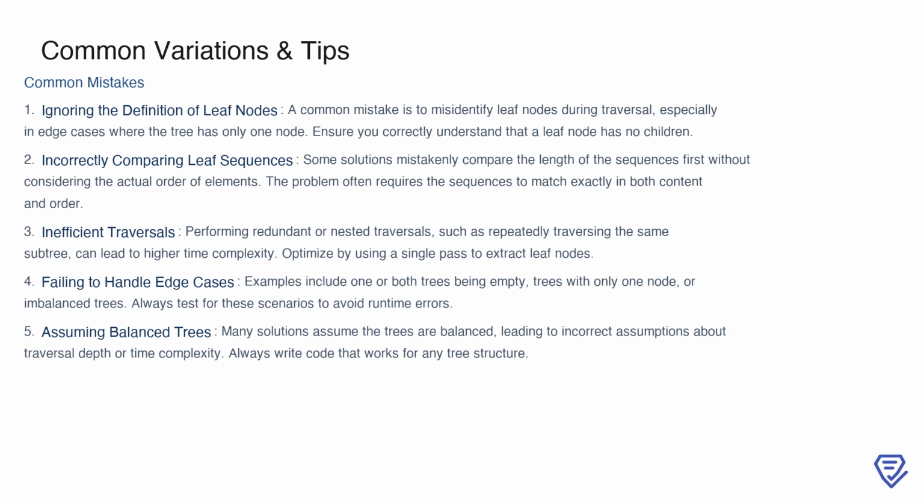Inefficient traversals are also a problem. For example, repeatedly traversing the same subtree can significantly increase time complexity. Instead, aim for a single pass to extract all the leaf nodes. Additionally, failing to handle edge cases can lead to runtime errors. You need to account for scenarios like one or both trees being empty, trees with only one node, or imbalanced trees. Finally, avoid assuming that the trees are balanced. Such assumptions may lead to incorrect expectations about the depth of traversal or overall time complexity. Always ensure your solution works for any tree structure.